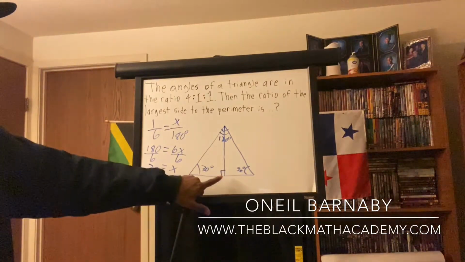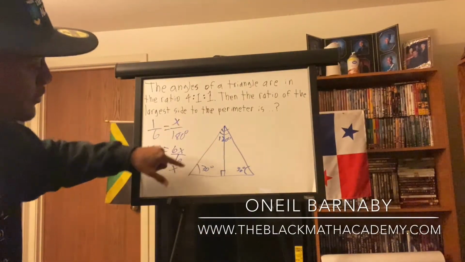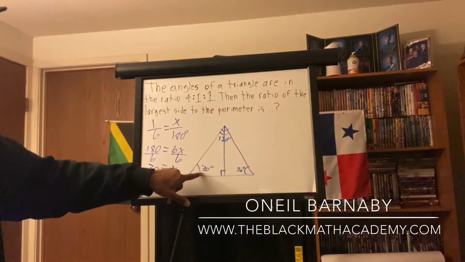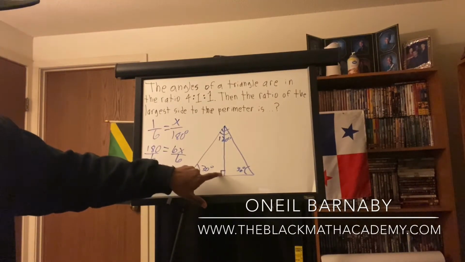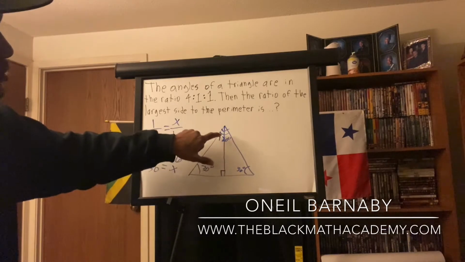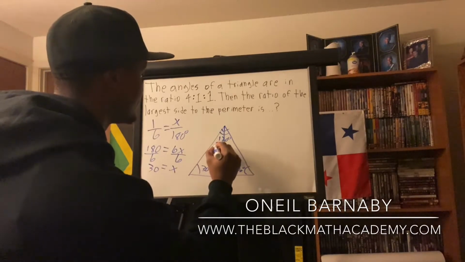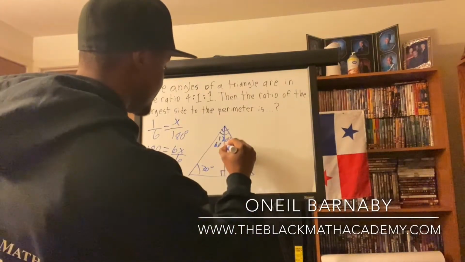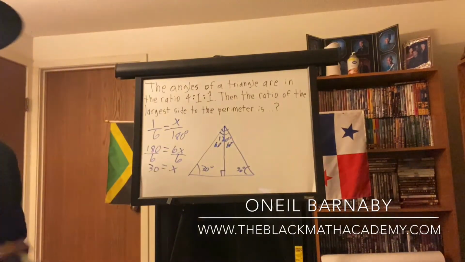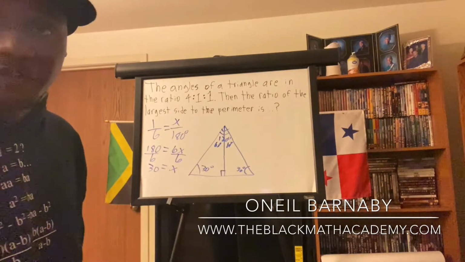So again, any triangle adds up to 180 degrees. So within this triangle on the left here, we have a 30-degree angle and a 90-degree angle. 30 plus 90 is 120, which makes this split angle here 60 degrees. And the same goes for the other side as well. This is also 60 degrees. So now we have a 30, 60, 90 triangle.